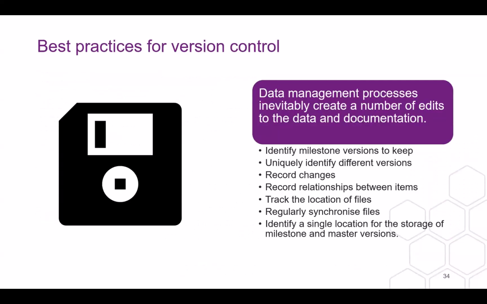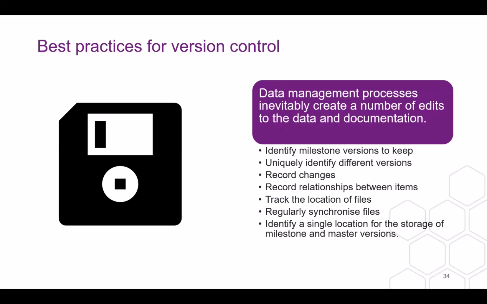So when it comes to version control, it's inevitable that research projects will generate multiple versions of the same data set. And data may go through anonymization, quality checks, other processing steps might be included, each creating new versions. So it is important to identify the milestone versions you want to keep and give them unique identifiers so they can be easily tracked. For example, you should be able to distinguish between the raw collected data, the anonymized version, and the quality checked version.